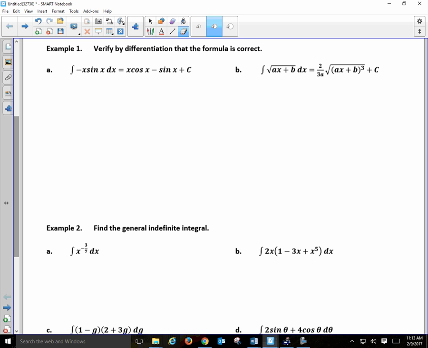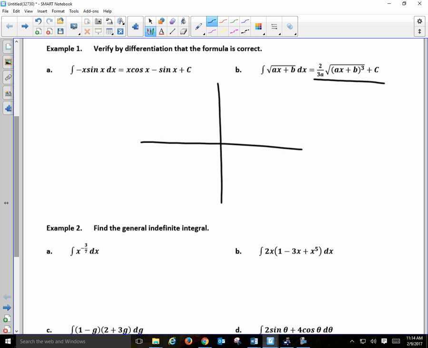Next one looks a little bit trickier. Say that the integral of the square root of ax plus b dx is equal to 2 over 3a root of ax plus b to the third plus c. So I'm going to take the derivative of that. What rule will I use? The chain rule. 2 over 3a times, this will be u to the 3 halves. If it's being cubed and you're taking a square root, 3 halves, correct? So then what is u? ax plus b.